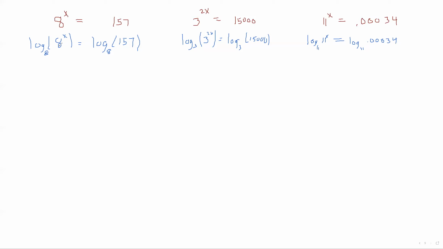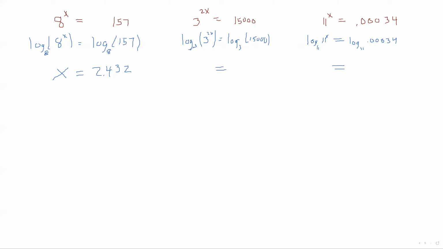Now, log base 8 of 8 to the x, what is that equal to? Remember, these are opposite processes. So what is the left side of this equation now equal to? X. Log base 8 of 8 to the x, they cancel out. And this right side, we put into our calculator. Log 157 divided by log of 8 is 2.432.